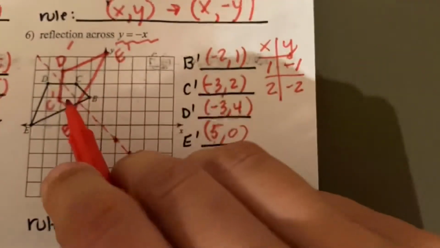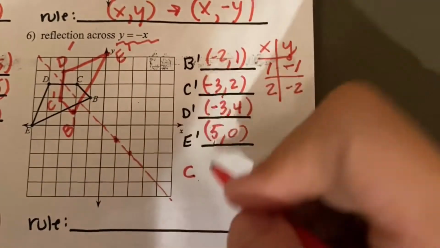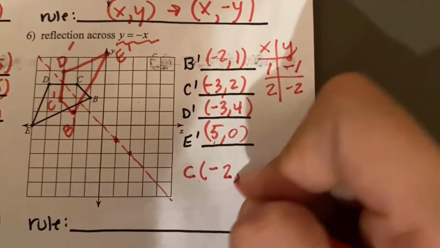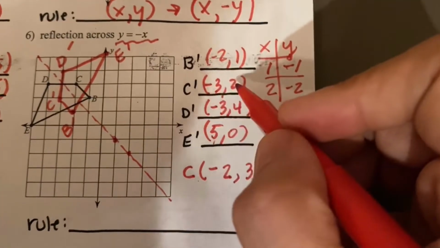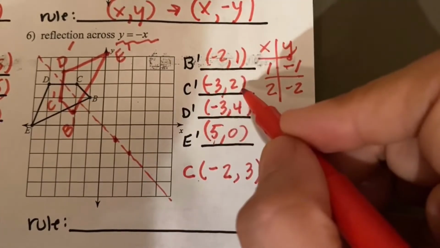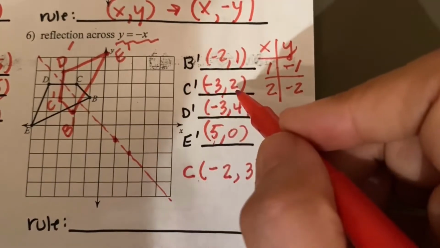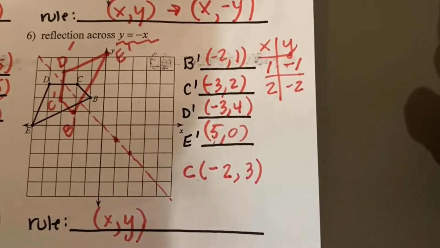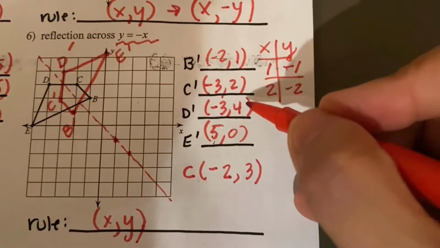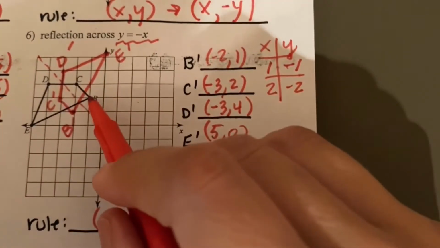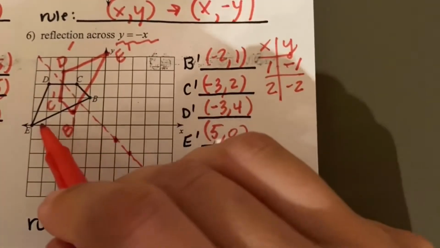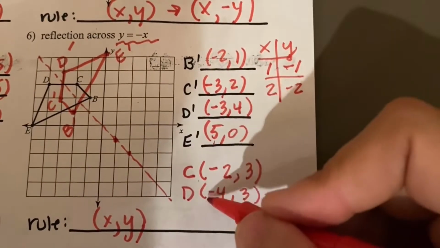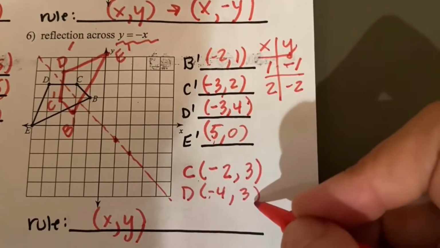So let's figure out if we have a rule. C was -2, +3. So it looks like they swap spots, but one's negative. All right, we had an X and a Y coordinate. So let's look at another one. B or D. D was at -4, +3. Does it look like they swapped? Yeah, they definitely swapped spots.